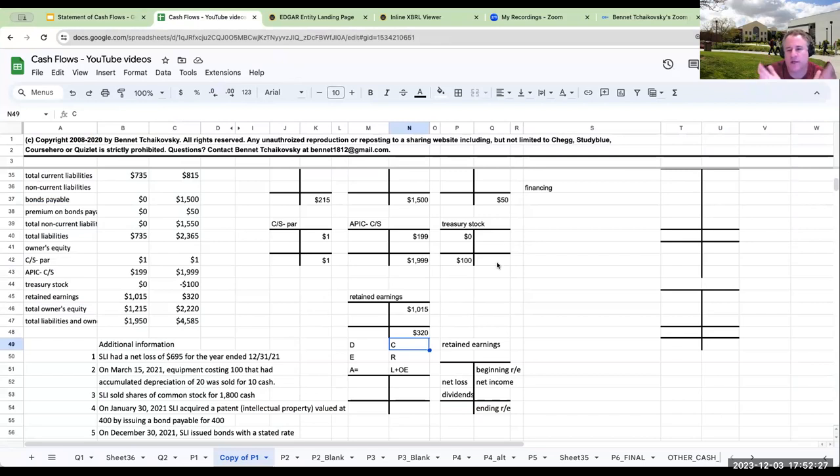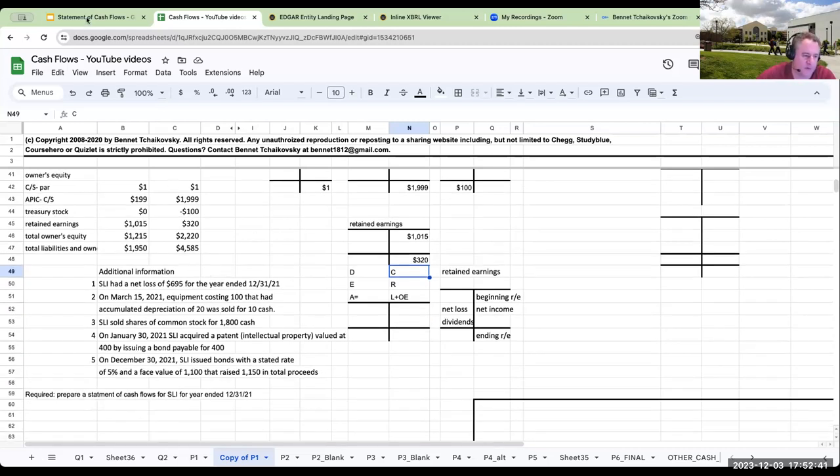Again, when you're setting up the T accounts, as you saw in the last question, I messed myself up by putting in total owner's equity. You can rebound, right? But you need to make sure you take the time to go through and do this. So let's go ahead and look at our additional information first.